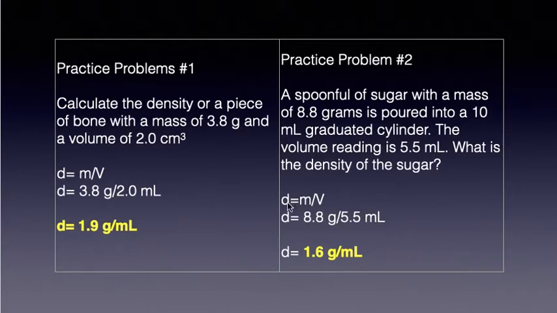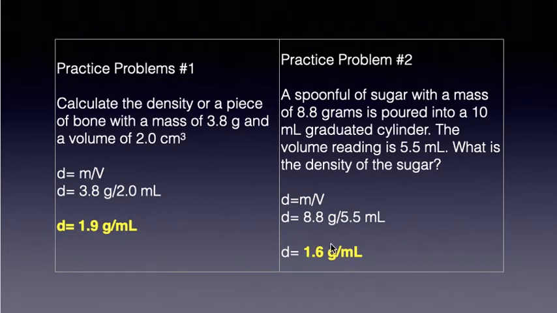So you wrote down the equation, D equals M over V, and you fill it in, 8.8 grams divided by 5.5 milliliters, and you see that the density of the sugar is 1.6 grams per milliliter. That'll be the same density regardless of how much mass you have, because the more mass you have, the more space it's going to occupy. So density is an intrinsic value. It does not change. It will always stay the same for that substance.